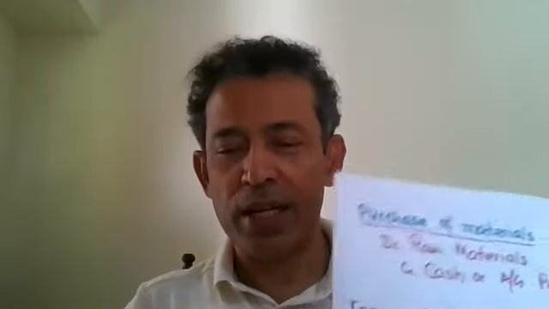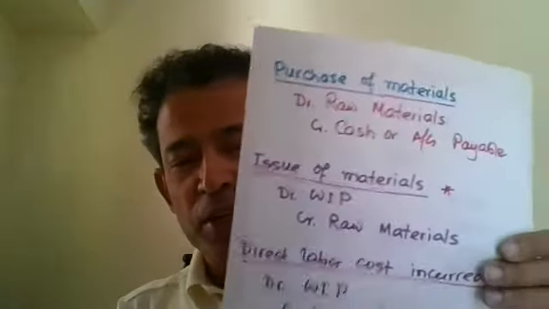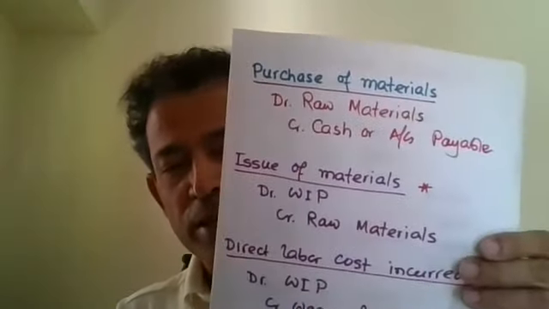Requirement number 1, journal entries. So if you've seen the accounting cycle, haven't you? You have seen the accounting cycle. So debit raw materials, credit cash or accounts payable. That was the entry for procurement of materials. So let's go back and show you those.